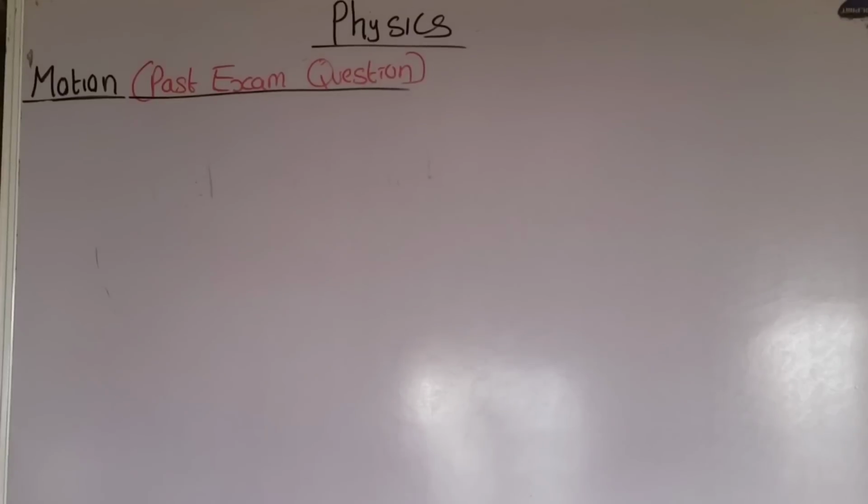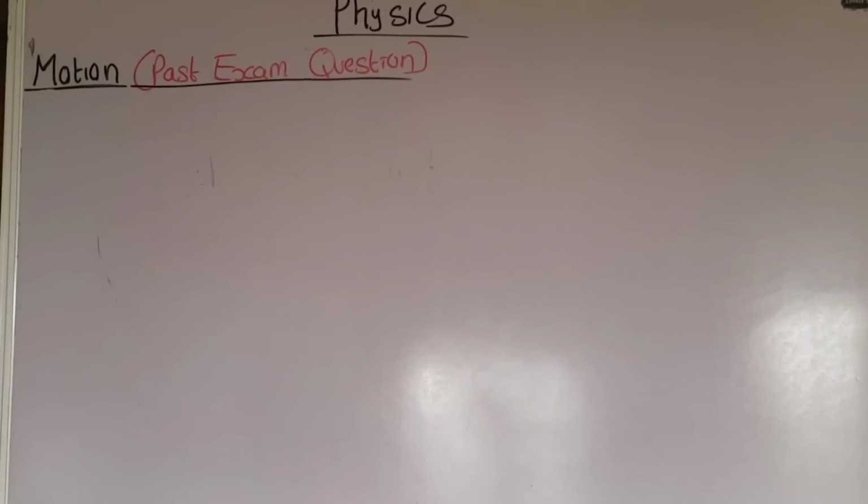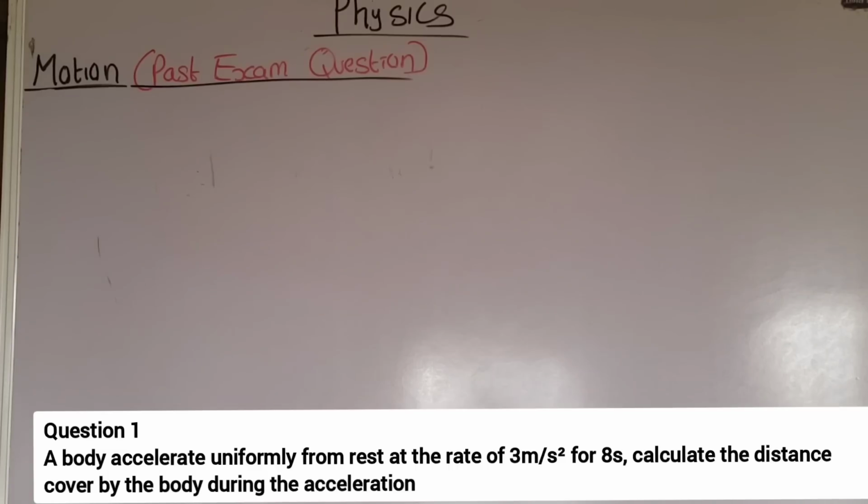Okay? In this class, we're going to go over past exam questions on general motion and uniformly accelerated motion. Okay, let's start with the first question. A body accelerates uniformly from rest at the rate of 3 meters per second squared for 8 seconds. Calculate the distance covered by the body during the acceleration. Okay, let's start by writing out the information that are given in the question.